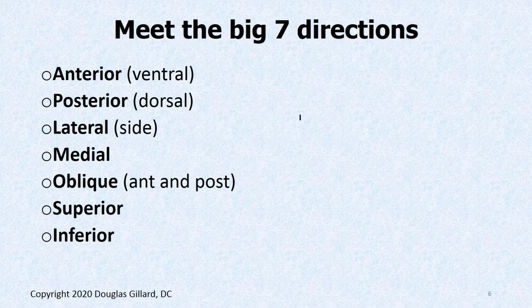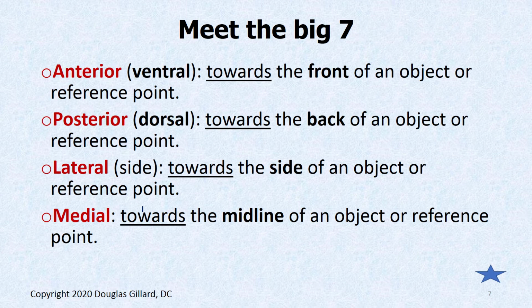So the big 7 directions: anterior, posterior. Anterior, strong AKA is ventral. A lot of radiologists use ventral. Dorsal means posterior. I'm going to explain it in anterior and posterior, but these are 2 strong AKAs. They can use either one of these. Lateral, medial, oblique, superior, inferior. Superior is cranial and cephalad. Those are 2 other AKAs. I think I have those listed over here.